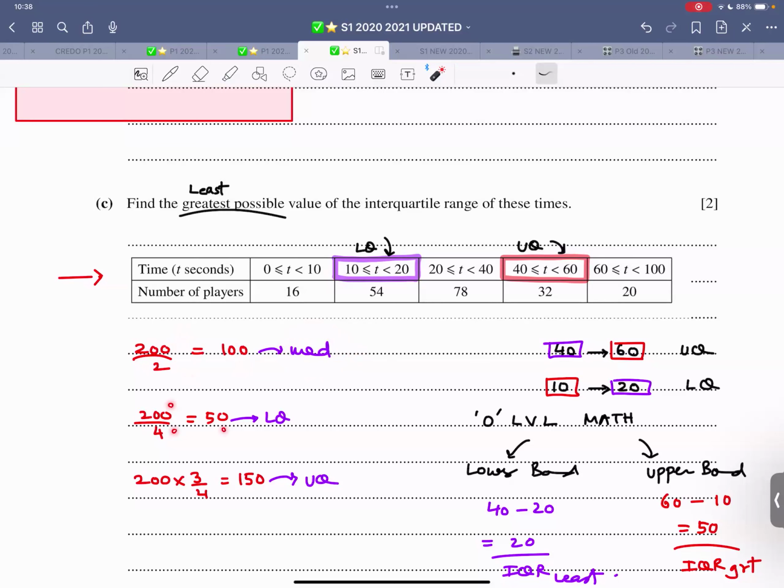25% of 200 is 50. That would correspond to the lower quartile. 3/4 or 75% of 200, that's 150. That will correspond to the upper quartile.